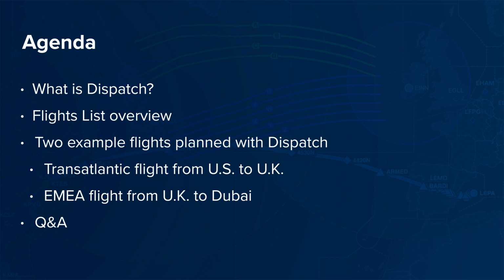And from there, Caitlin will demonstrate two example flight plans using Dispatch, increasing in complexity from a transatlantic flight from the US to the UK, and then even more complex into a flight from the UK to Dubai, showcasing not only route constraints, but also Eurocontrol validated auto routing and some of the more advanced capabilities that Dispatch supports. And from there, we'll move on to Q&A.